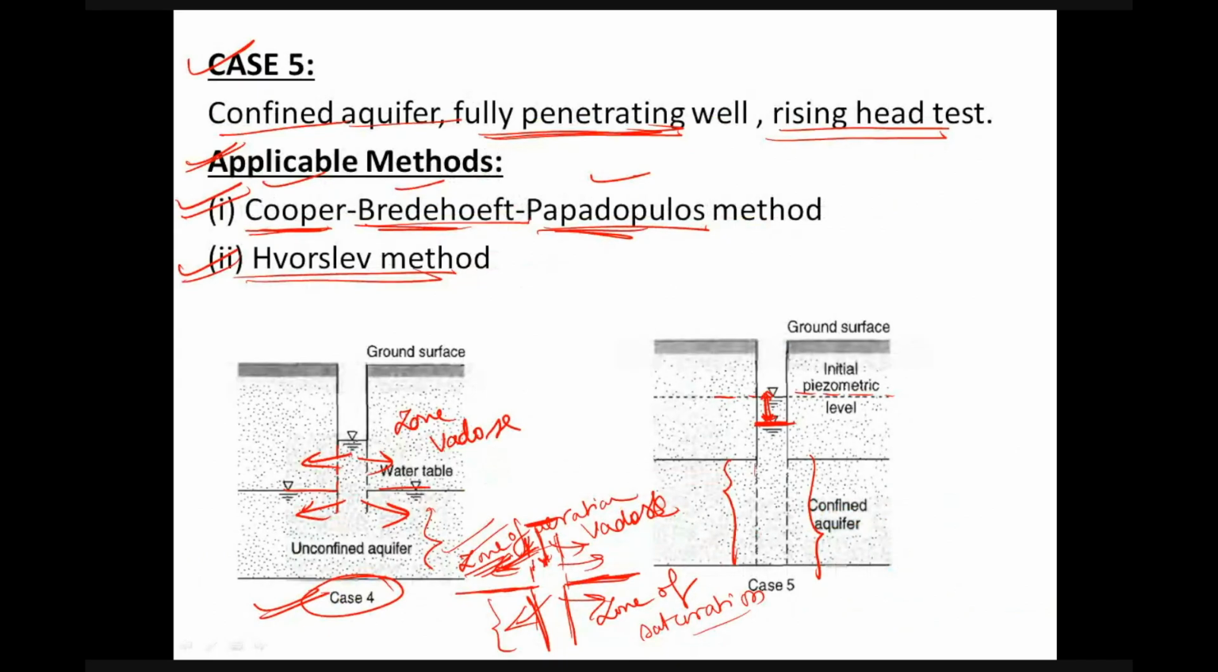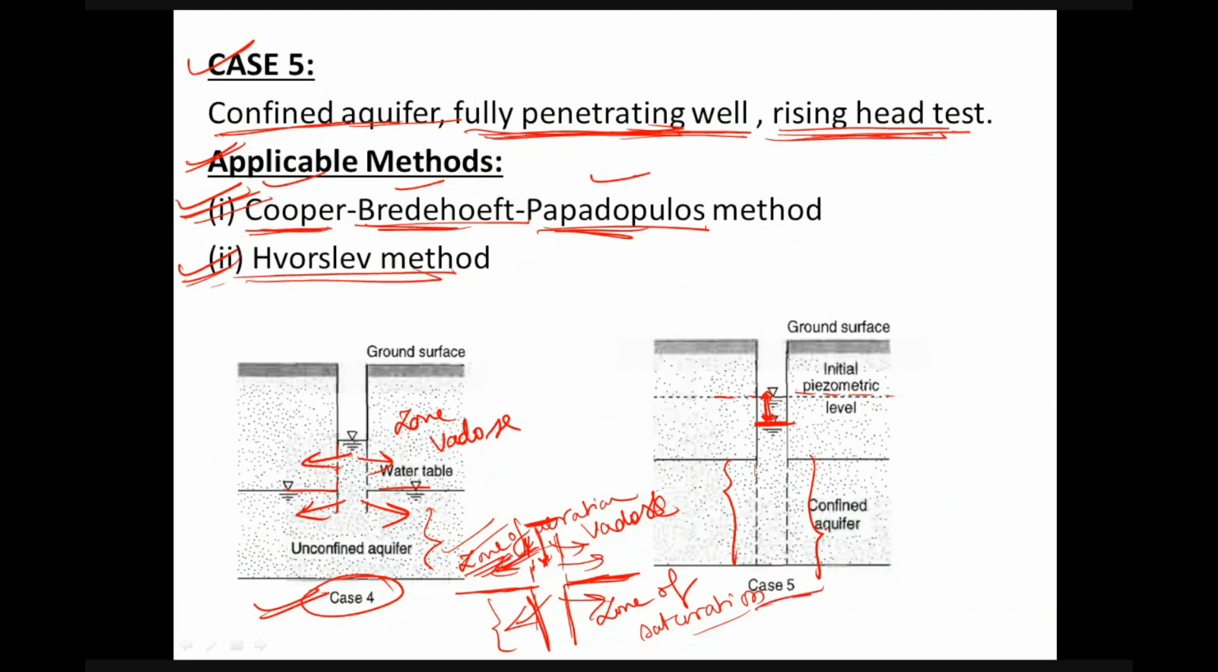Cases 5, 6, 7 and 8 are the cases of the confined aquifer. Here we have a confined aquifer, fully penetrating well, and rising head test. The methods that we can use are the Cooper, Bredehoeft, Papadopoulos method, and the Hvorslev method. So this is case 5.